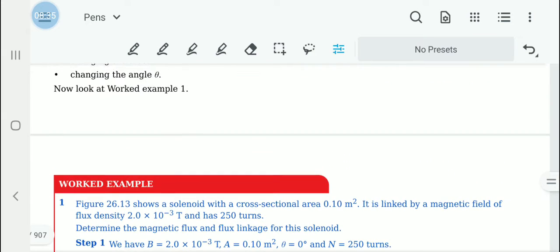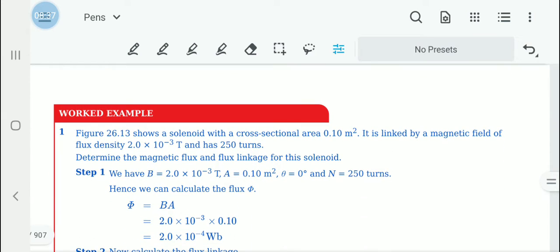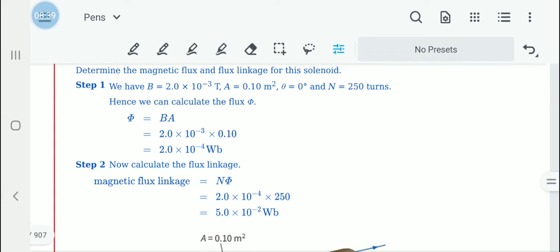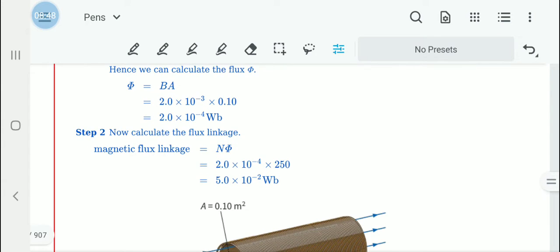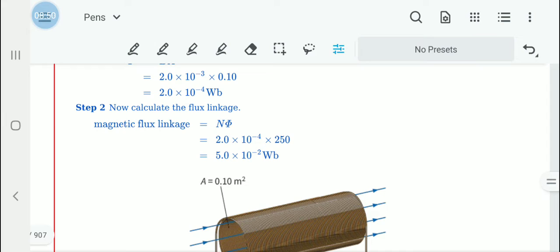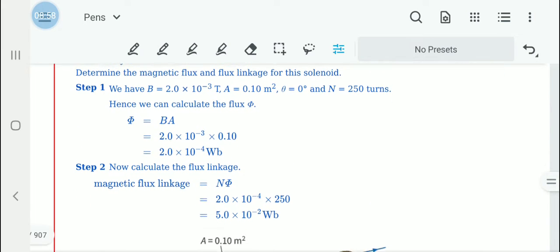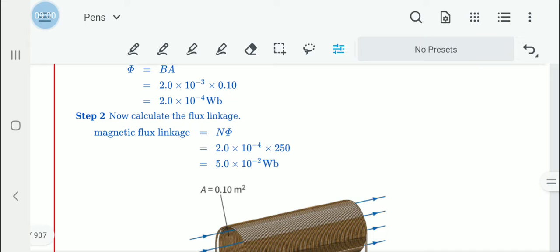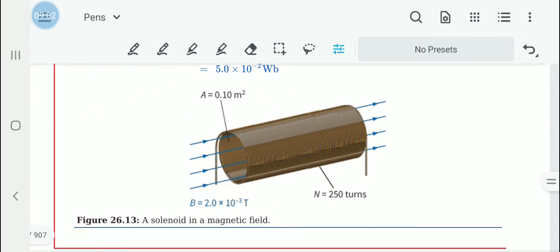It falls at a 90-degree line. Then phi is BA, 2 × 10⁻³ into 0.1, which is 2 × 10⁻⁴ Weber. So flux linkage is N phi. Then once again we get 5 × 10⁻² Weber. So magnetic flux linkage and magnetic flux both have the same units. That is something that you need to understand.